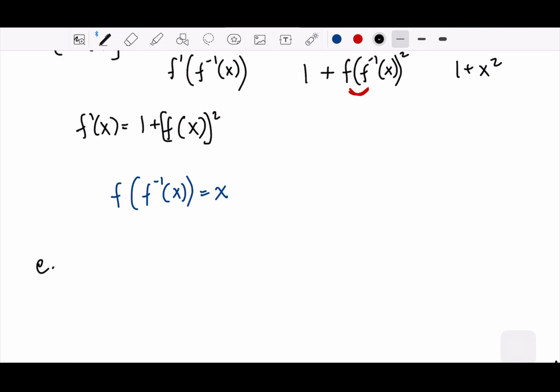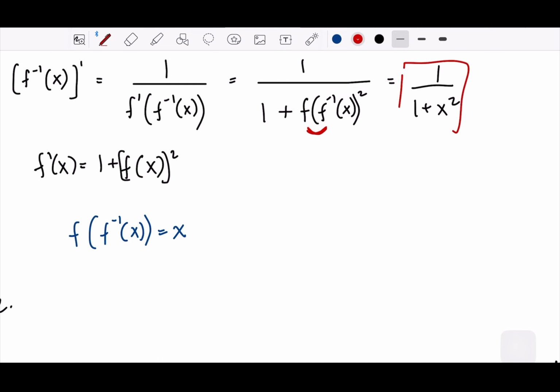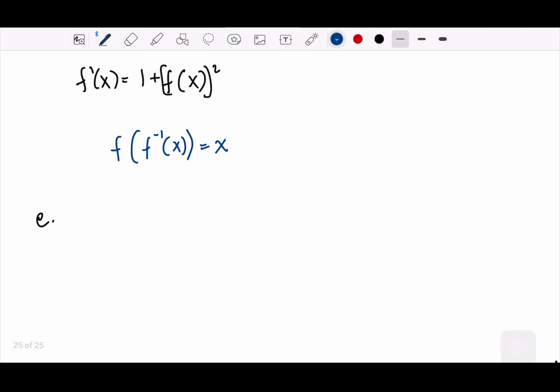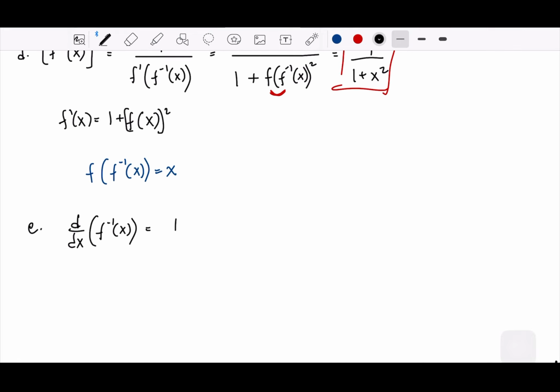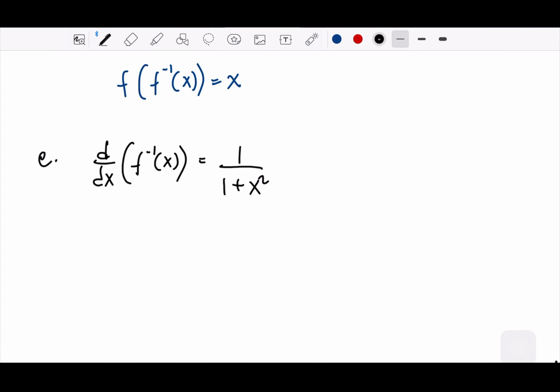And for number E, from the result on part D, we have 1 over 1 plus x squared. So we see that d/dx of the f inverse x is 1 over 1 plus x squared. Okay, so what kind of function when we differentiate it gives 1 over 1 plus x squared? So we could think that probably a tangent inverse x will be our function. Or let me write here, it is the tangent inverse x is our function. Okay.